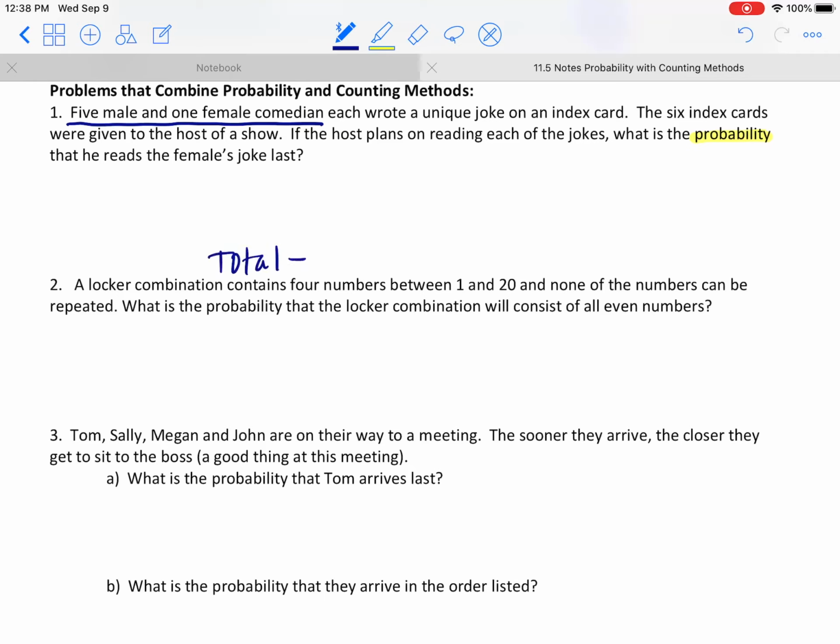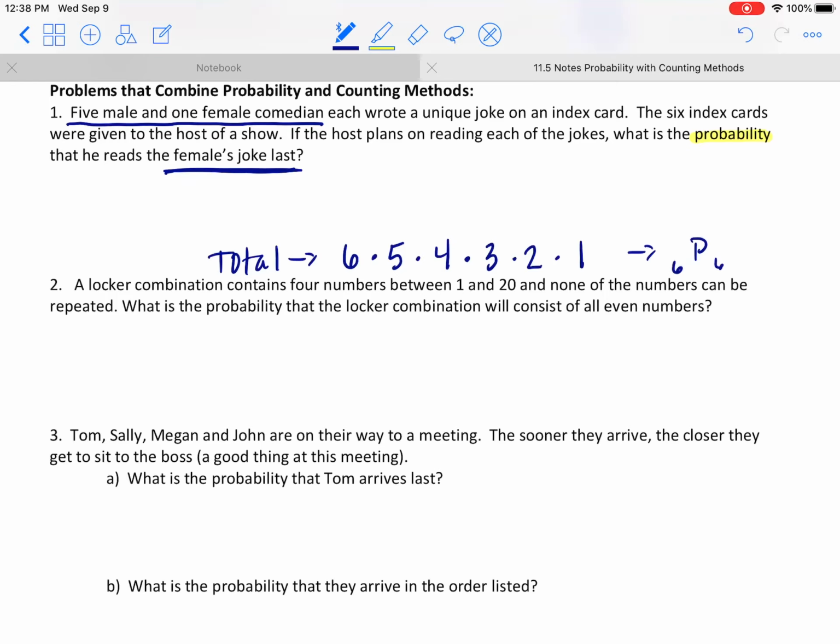So total, what could happen? Well, all 6 of them could have their joke chosen first, and then only 5 left to go next, 4 left to go next, 3 left to go next, 2 left to go next, until 1 here, right? That is a permutation. The order that the jokes are told matters because they're all distinct jokes, so we'd be choosing 6 out of 6, okay? But what this question is asking for is what's the probability that the female's joke is last? So total, that's the bottom of the fraction, right, is taken care of.